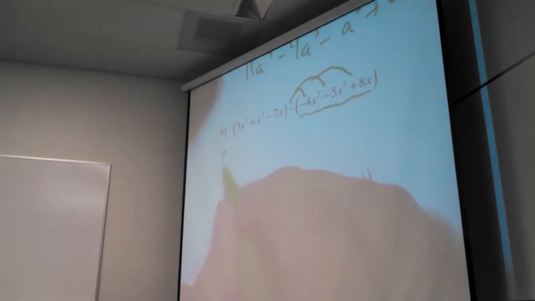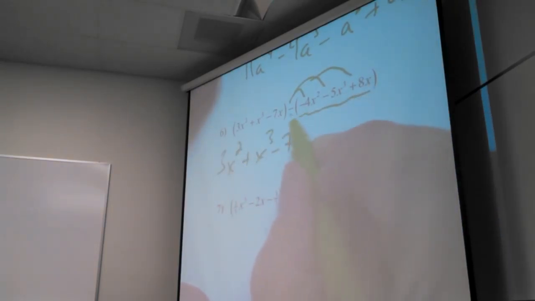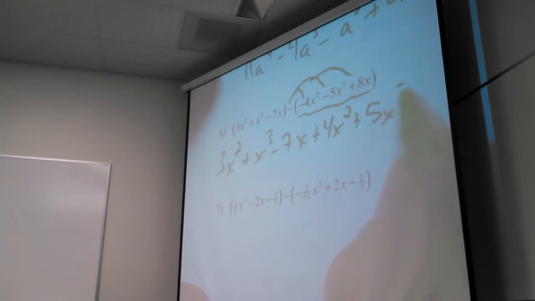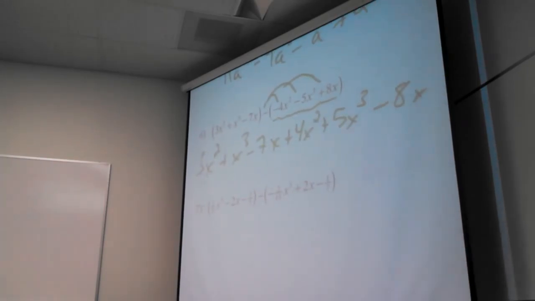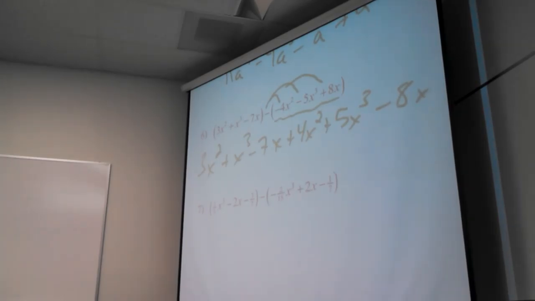Just to be real clear, I'm going to rewrite it. Minus a negative is plus. Minus a negative is plus. Minus a positive is minus. So everything in that second polynomial changed sign. Why did nothing in the first one change sign? Because there's just a positive 1 in front. It's not going to change anybody. But that minus always trips people up. Got to be careful. Got to distribute it.